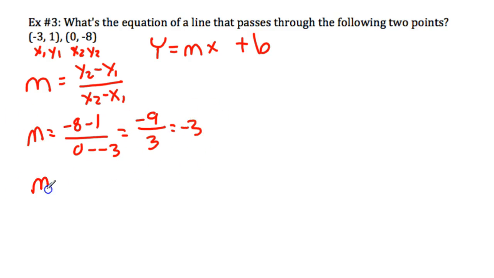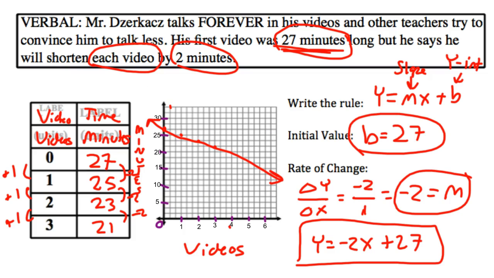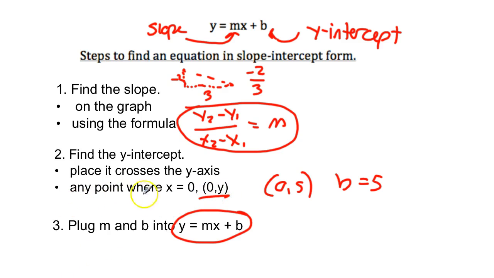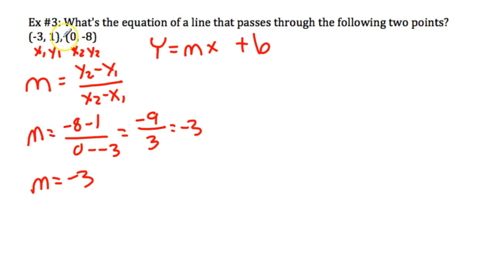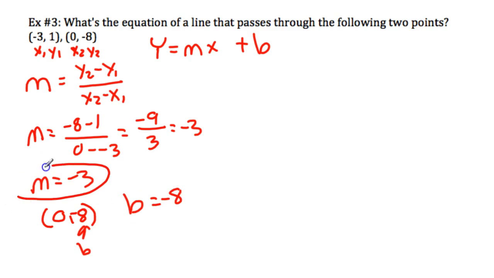All right, I'll put that right there. m equals -3. Now I need to find the y-intercept. Where is it? If I go back, let me see if I wrote this down. Oh, there it is, right there. Any point where x equals 0, 0 comma y, that's going to be the y-intercept. So I have 0, -8. That means that when x equals 0, y is -8. So this is b. That's the y-intercept right there. So b equals -8.